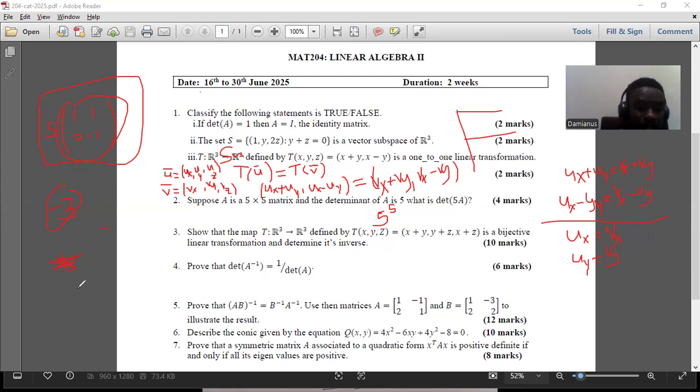So the new matrix we get is 5, 5, 10, minus 5. The determinant of this guy is minus 25, minus 50, so it's minus 75. So how does minus 75 come about? From arguing from here, this determinant is minus 3, right?